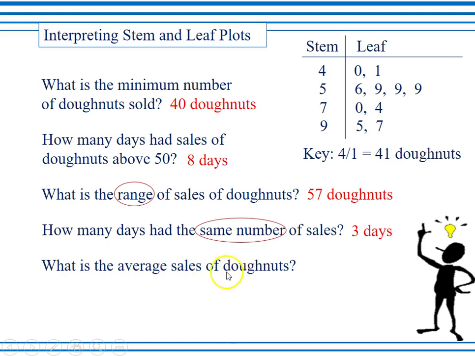What is the average sales of donuts? Average is one of our key vocabulary terms. For average, we're going to add up all 10 numbers, 40 plus 41 plus 56 plus 59 plus 59 plus 59 plus 70 plus 74 plus 95 plus 97. And then we're going to divide by 10 because there are 10 different pieces of data. So we add all of the pieces of data together and divide by the number of pieces of data. What's the average sales of donuts? 65 donuts.